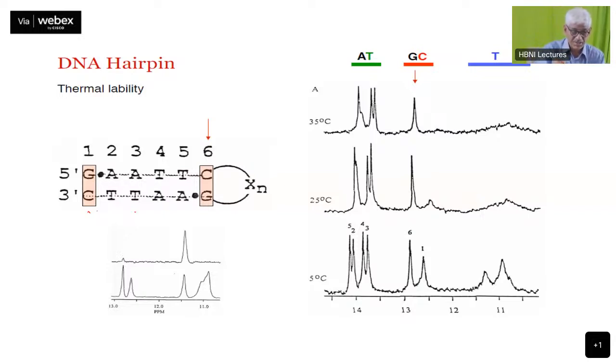So how many should you see here? You should see 6. Okay, and you do see 6. At low temperature, you do see six of those. This is 5 degrees, 25 degrees, and 35 degrees. Okay, these are the iminoprotons, and these are the loop protons, which I indicated earlier.